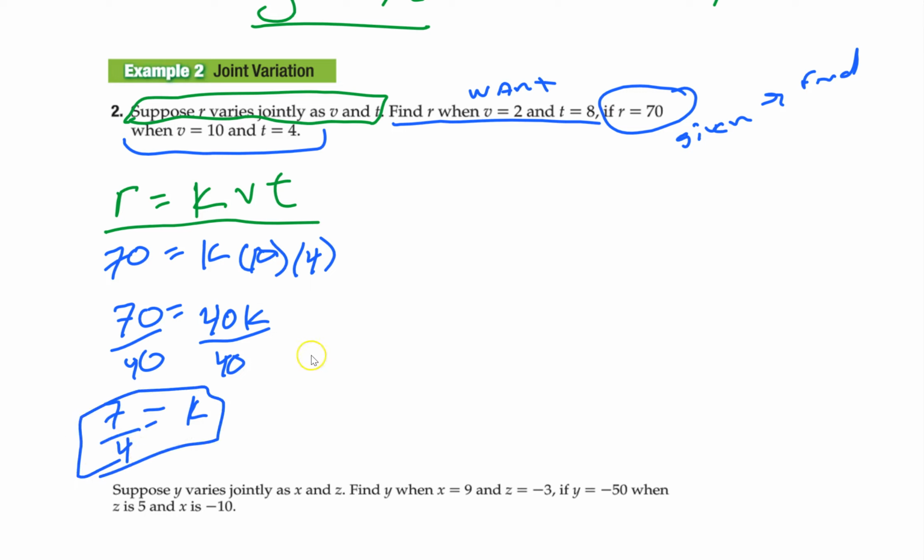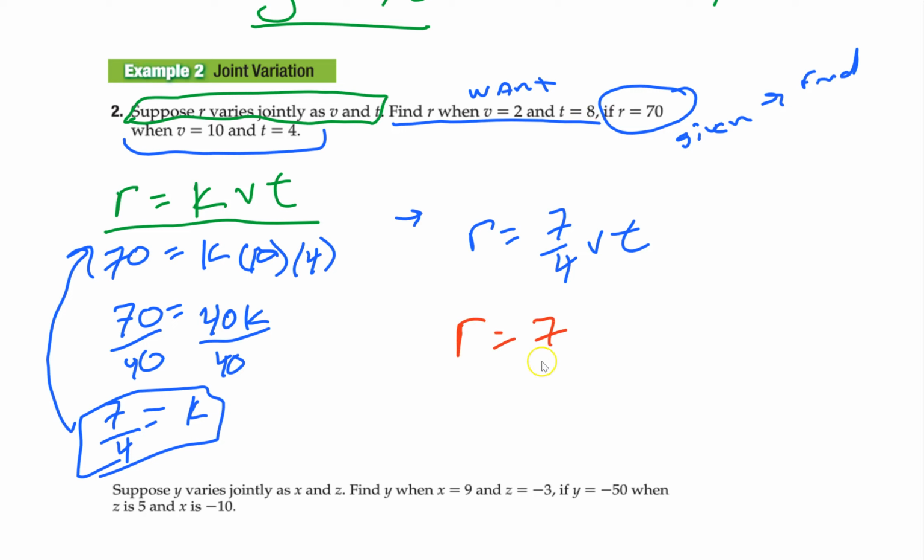So that's my k. Right, as always, once you find your k, plug it back in. R equals 7/4 vt. Right, so that's my formula. Again, once you have your formula, you're pretty much done. All you gotta do is figure out what they want. They want R when V equals 2 and T equals 8. So plug it in. Reduce a little bit. This and this cancel. I get 2. I get 2 times 2 is 4. 4 times 7 is 28. And that's the idea.